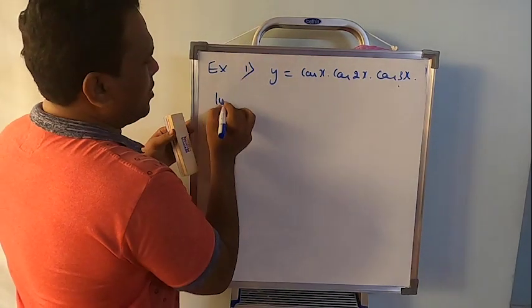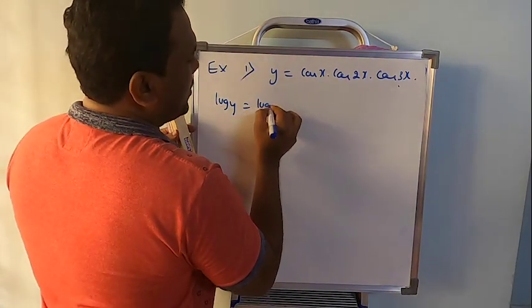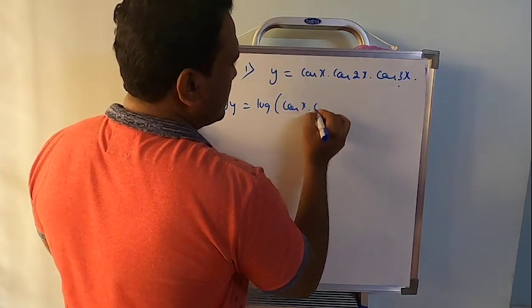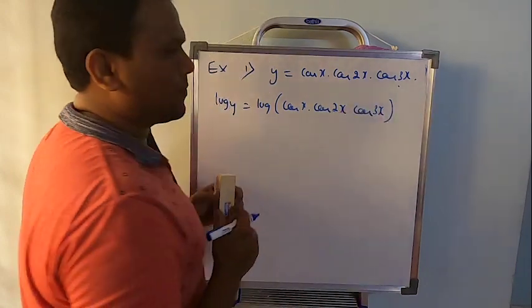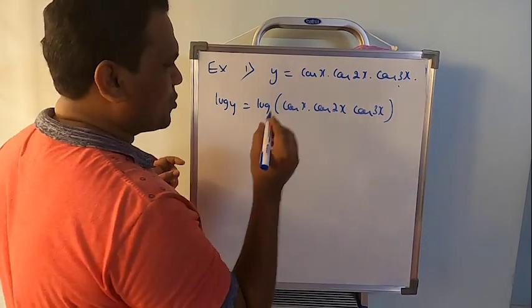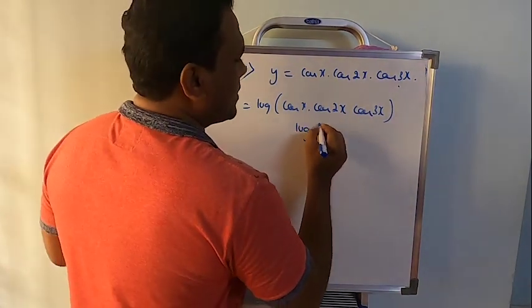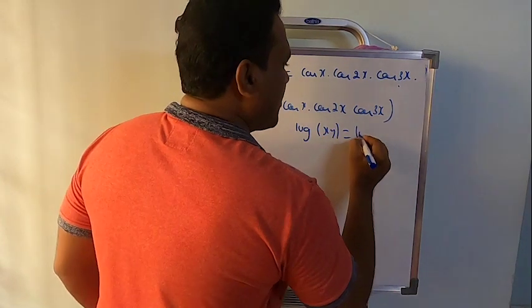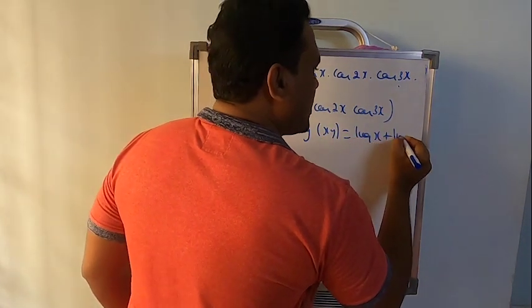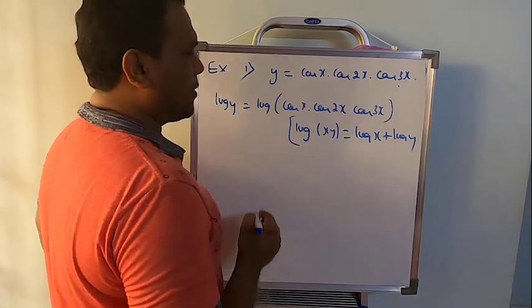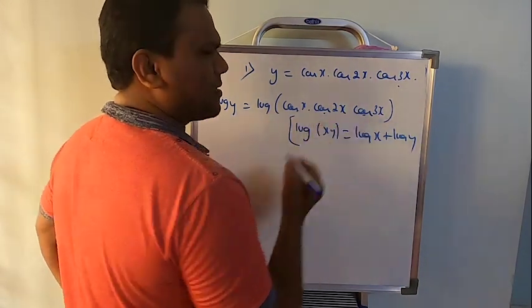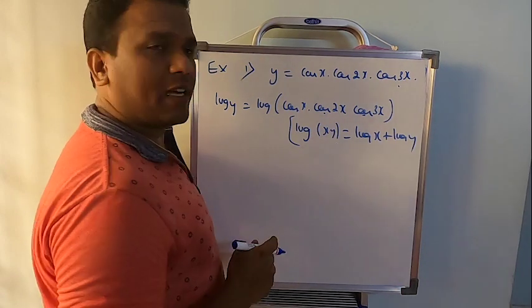Now if I apply the log, log y is equal to log of cos x cos 2x cos 3x. Now just look at that. I just told you a formula there in the list. Log of xy can be written as log x plus log y. So I'll make use of this formula now. So it's log of 3 we have actually, product of 3. It's okay. The same formula can be extended.